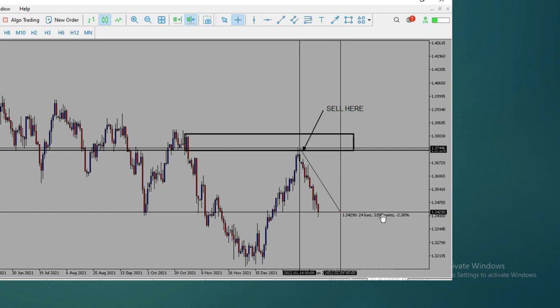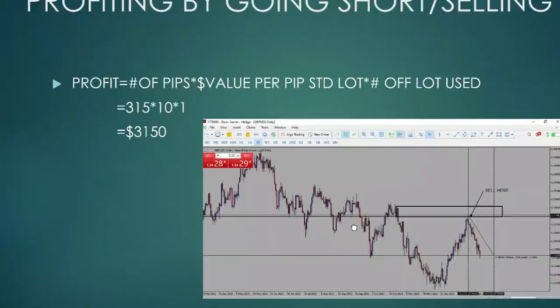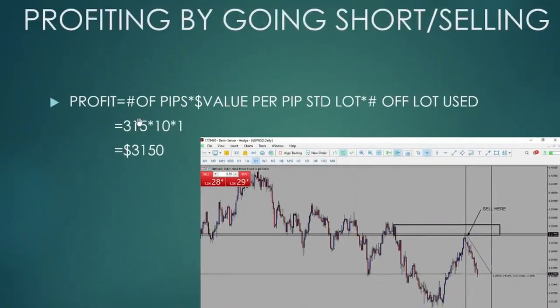pips. So to do our calculation to see the monetary value, if you take a sell from that point to that point, what you are going to make is this. You use this formula. You just have to keep this formula in your head. As you trade more, you'll know it by heart. There won't be need of cramming it. So it's 315 pips multiplied by 10.